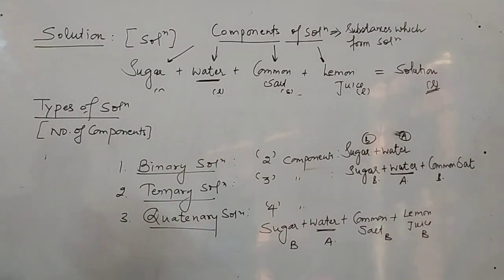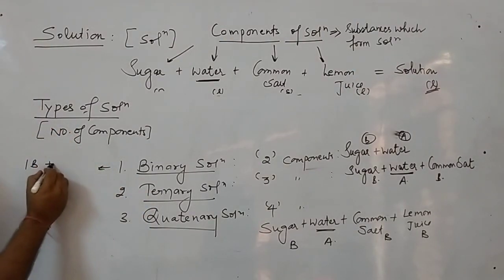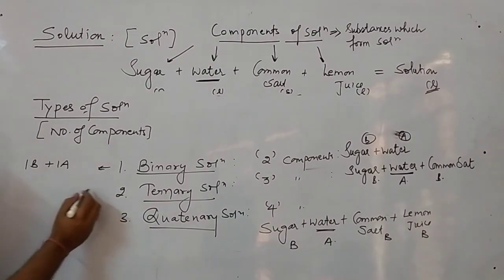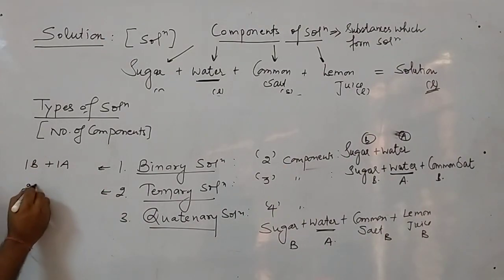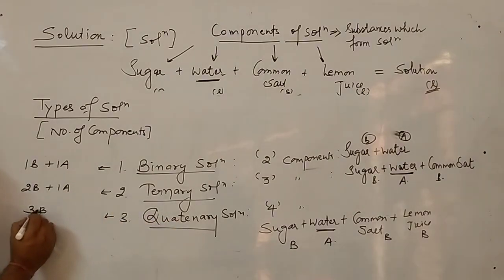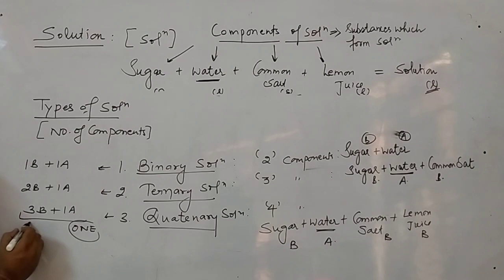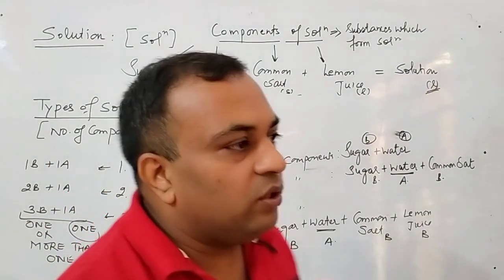Clear? Now see one more thing. In binary solution, one solute, one solvent. In ternary solution, two solutes, one solvent. In quaternary solution, three solutes, one solvent. Clear indication? Solvent is always one. Solute may be one or more than one. So this is what we have done, students, regarding the basic information of solution.